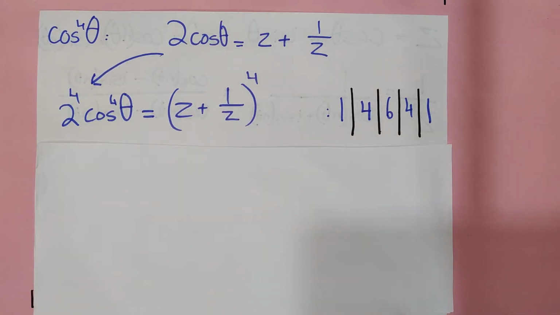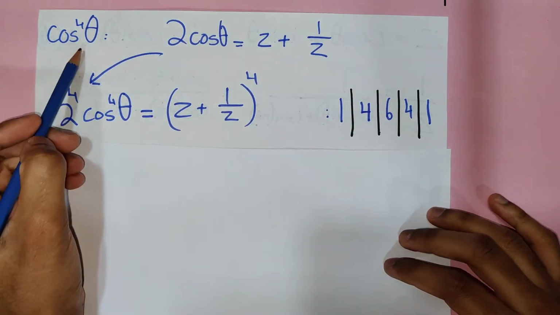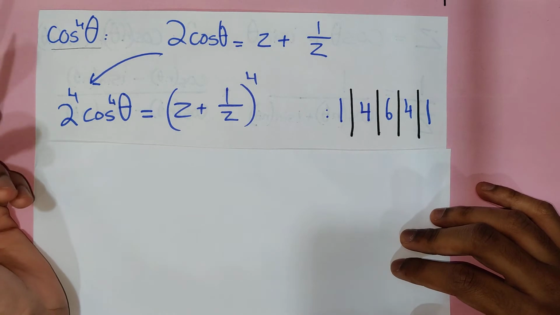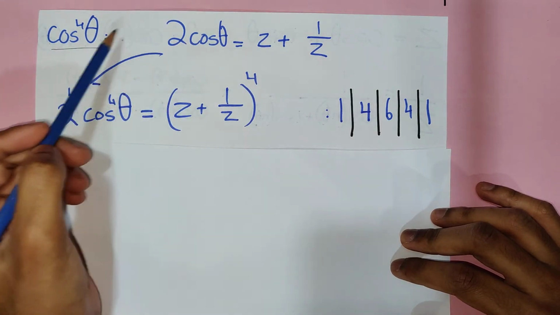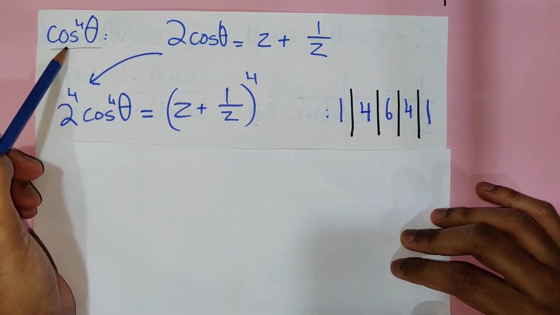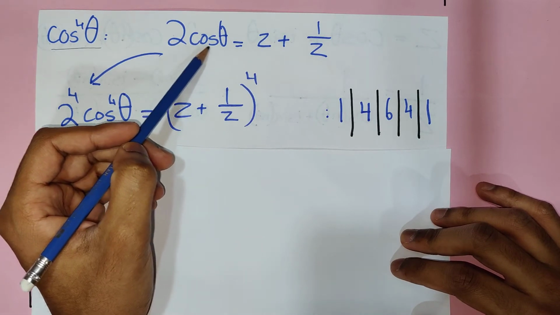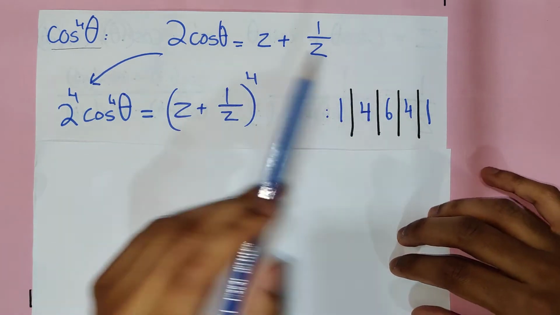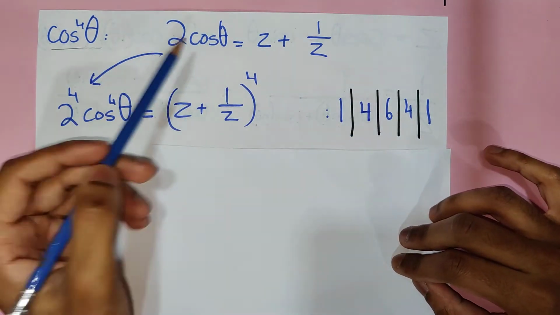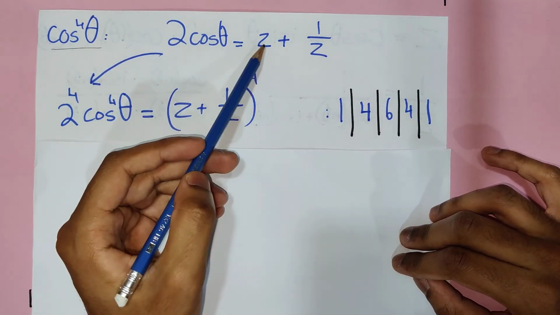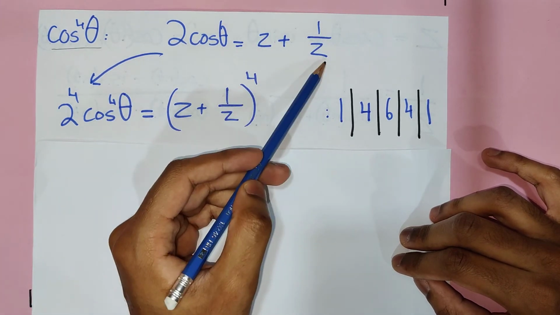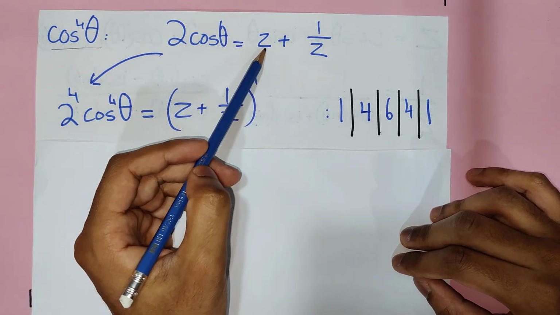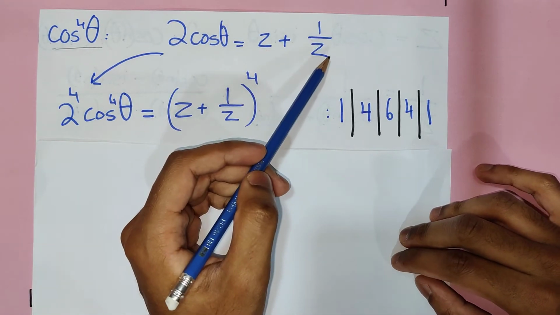So let's use what we've just learned. So let's suppose we have to convert this to multiple angles. So the first thing that you do is you start off with, well, if this was sine, you would have started off with 2i sine theta, but because it's cosine, you start off with 2 cosine of theta. Now, from the rule before, we know that 2 cosine of n theta is equal to z to the n plus 1 over z to the n. So if n is 1, 2 cosine of theta is just equal to z plus 1 over z.